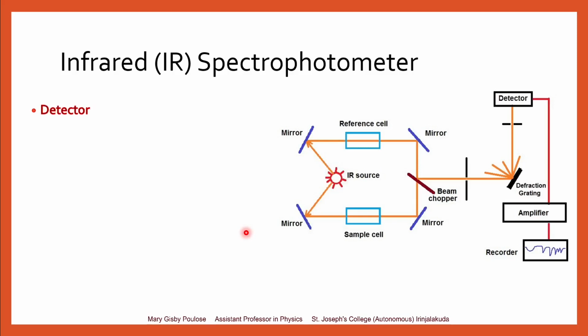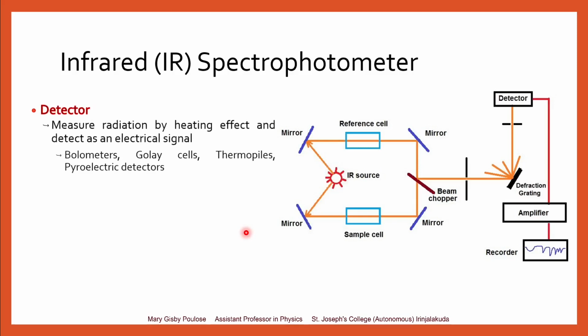Now the next component is the detector. There are two types of detectors. The first one measures the radiation by the heating effect, and detects the signal as an electrical signal. The types of heat detectors used are bolometers, Golay cells, thermopiles, and pyroelectric detectors.